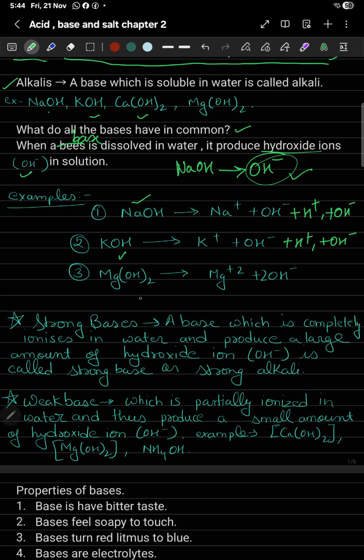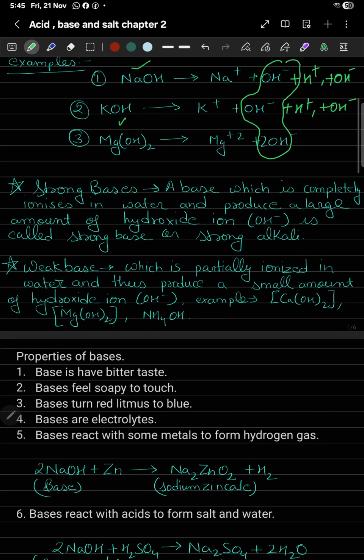Like in the third equation, Mg(OH)2, that is considered milk of magnesia or antacid, you can say. So when you dissolve milk of magnesia or magnesium hydroxide in water, it gives you Mg 2 plus and OH ions. Whether it is 1, whether it is 2, doesn't matter, because this is a balanced equation. So the common thing is that in all three equations we have OH negative ions. That's why when OH ions are present, that is considered a base.